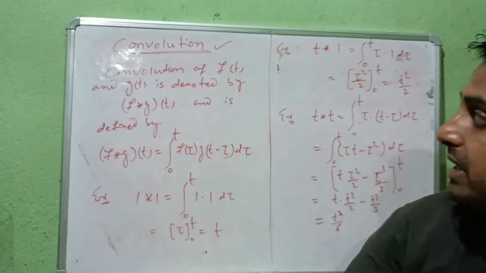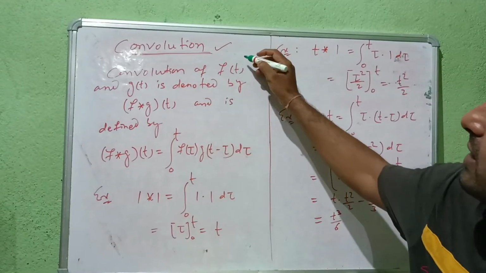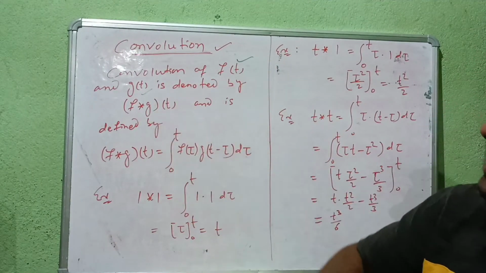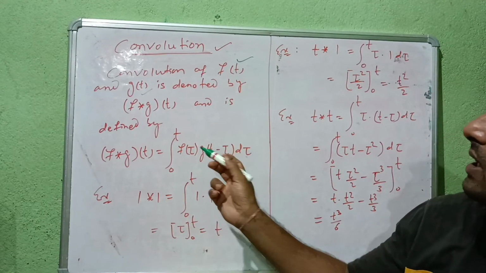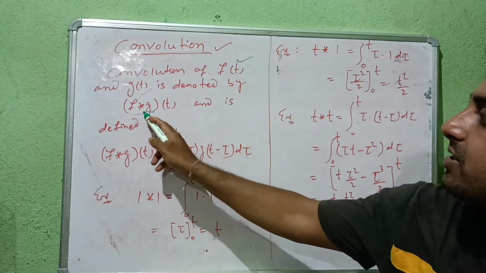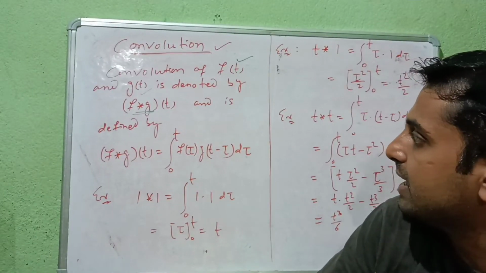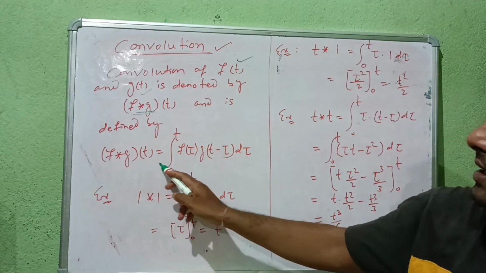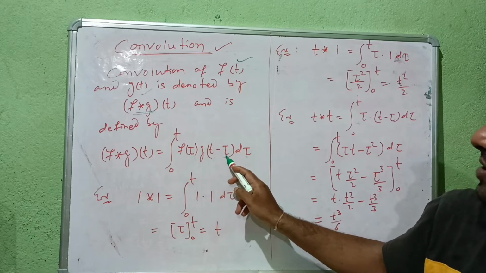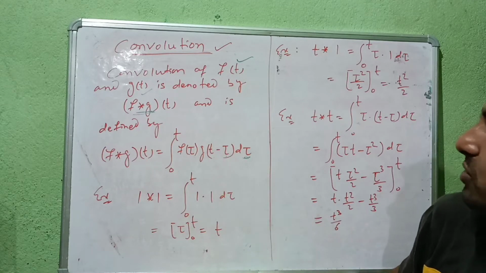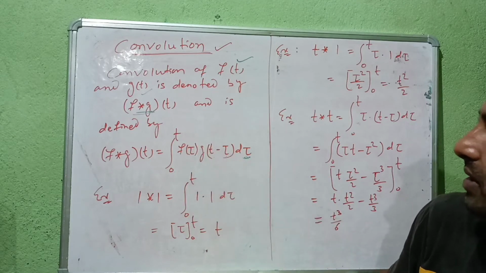From the definition, suppose we have to find the convolution of two functions, f of t and g of t. Then the convolution of the two functions is denoted by f star g. F star g means the convolution of f and g, and is defined by the integral from 0 to t of f of tau g of t minus tau d tau. That means we have to integrate with respect to tau, and the limit will be 0 to t.